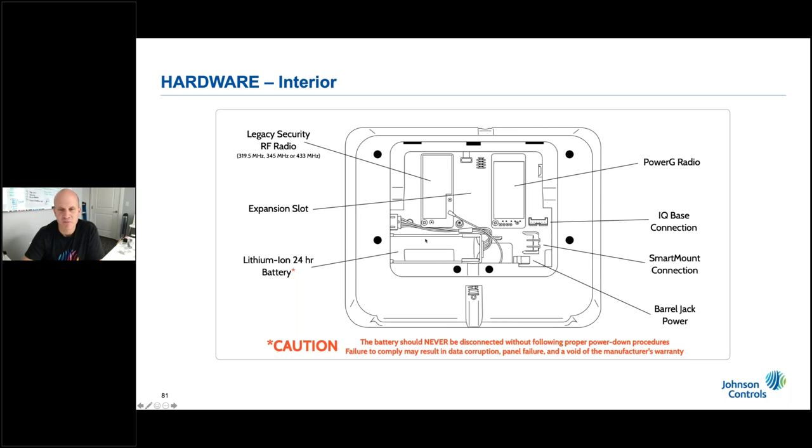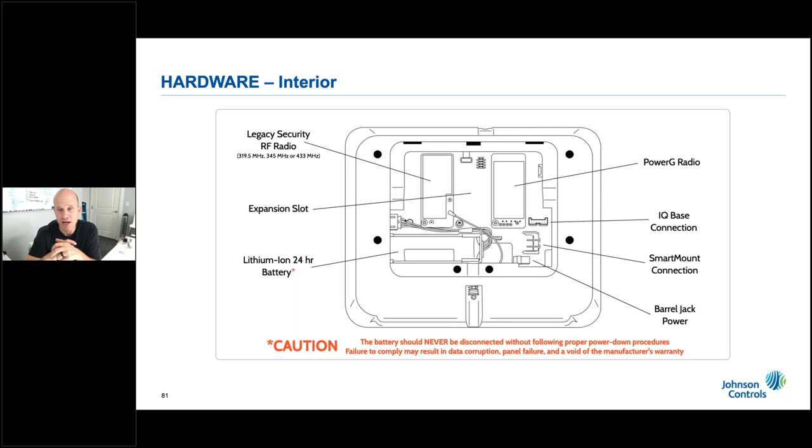If you ever replaced a battery in a Gen 2 panel, it used like a command strip. You had to pull out the command strip and the tape and take the battery out and then peel it off and stick a new battery in. This actually just snaps into a little holder. And it's much easier to change the battery.